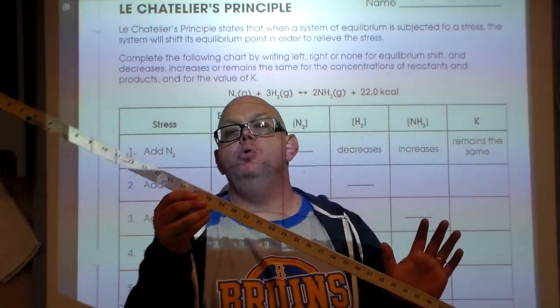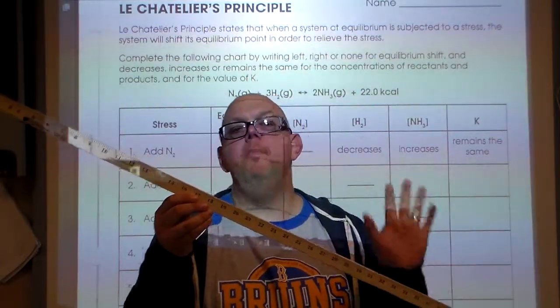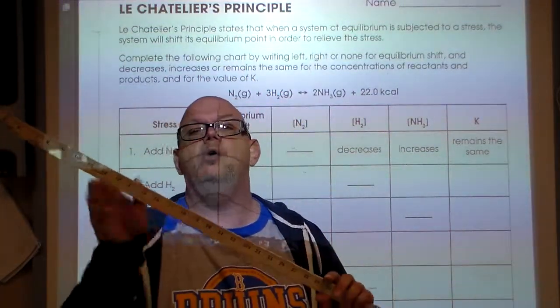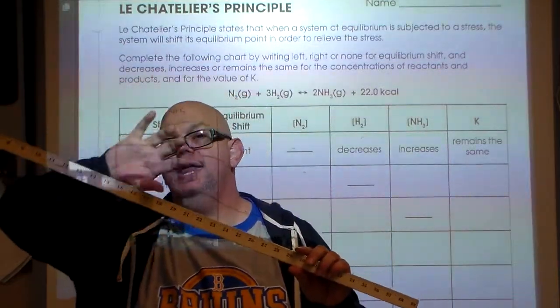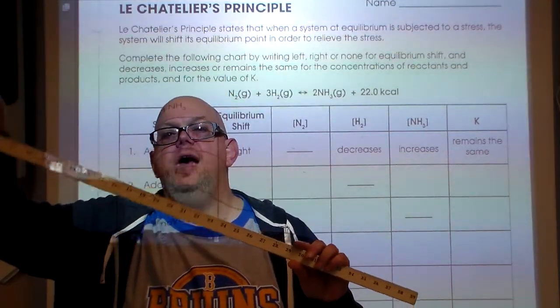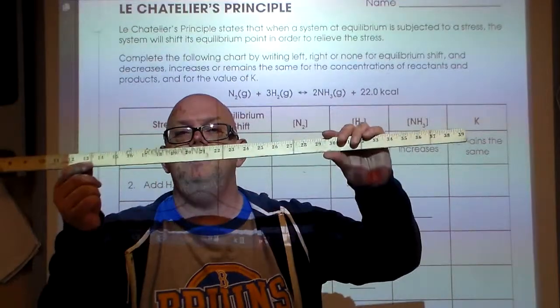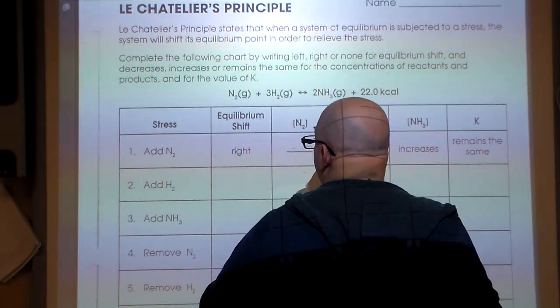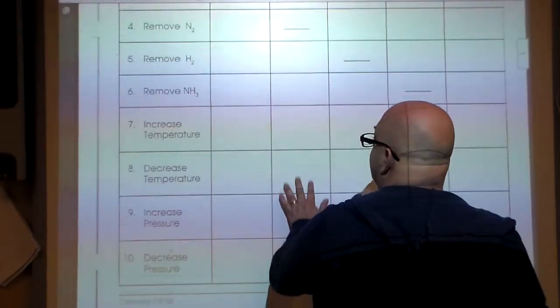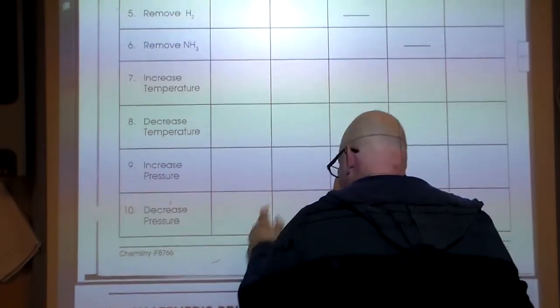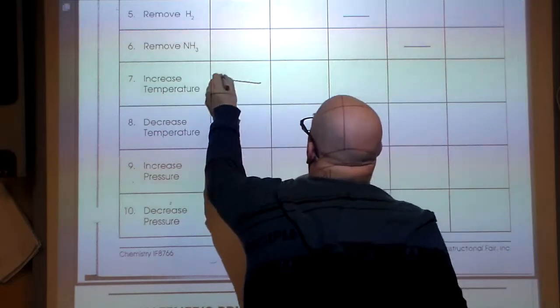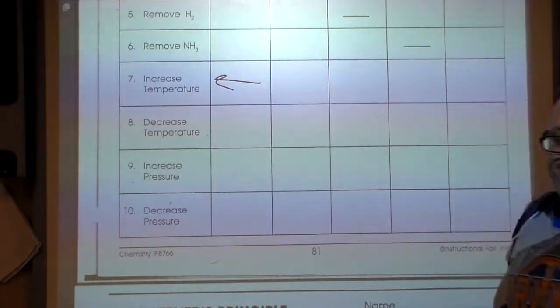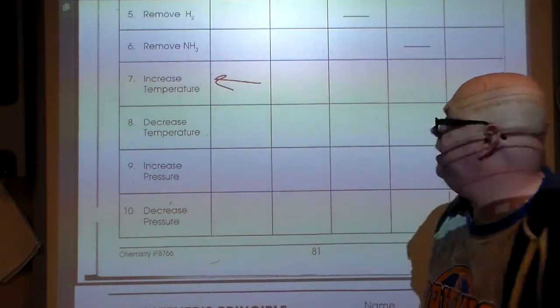So that means ammonia, because of that extra heat that's there, is going to need to break down in order to compensate, in order to make up for this side not having enough to keep it at that equilibrium. So if we increase the temperature, we're going to go to the left. It's going to shift to the left, and what's going to happen?